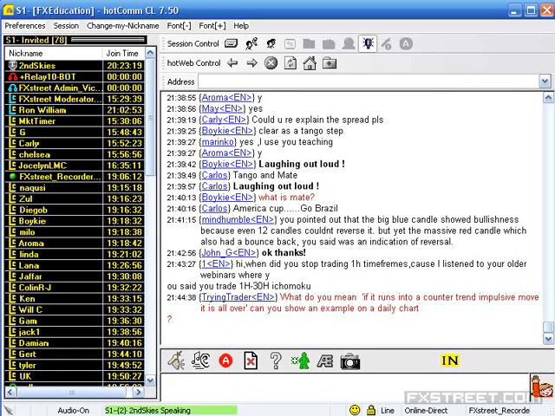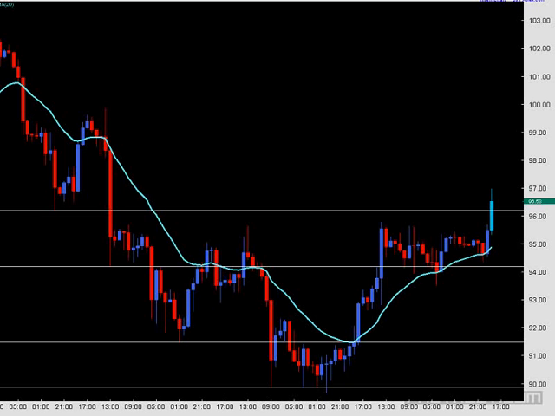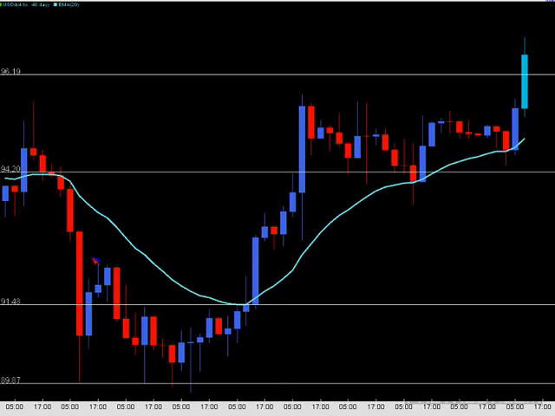Mind Humble says, you pointed out that the big blue candles show bullishness because even 12 candles couldn't reverse it. But yet the massive red candle, which also had a bounce back, you said was an indication of a reversal. No, I didn't say it was an indication of a reversal. That's not what I said. I think you're talking about this candle here. What I did say is that it's an indication of a rejection.